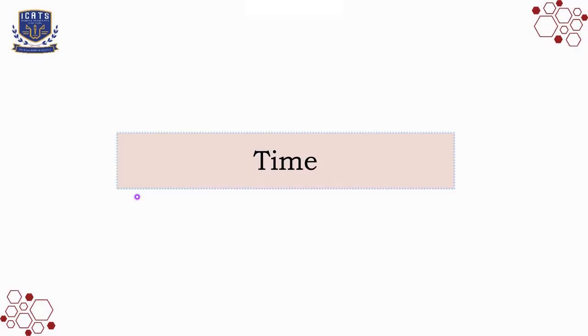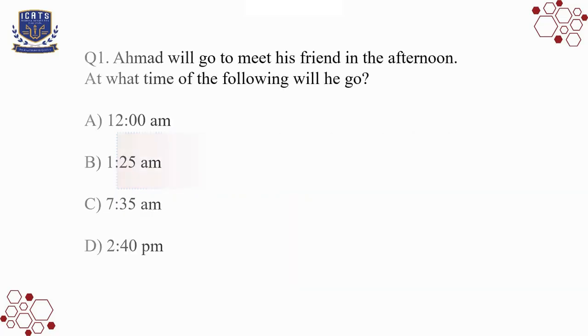So first we will discuss the questions related to time. Question number 1, Ahmed will go to meet his friends in the afternoon. At what time of the following will he go? Option A is 12 a.m. Option B is 1:25 a.m. Option C is 7:35 a.m. and option D is 2:40 p.m.